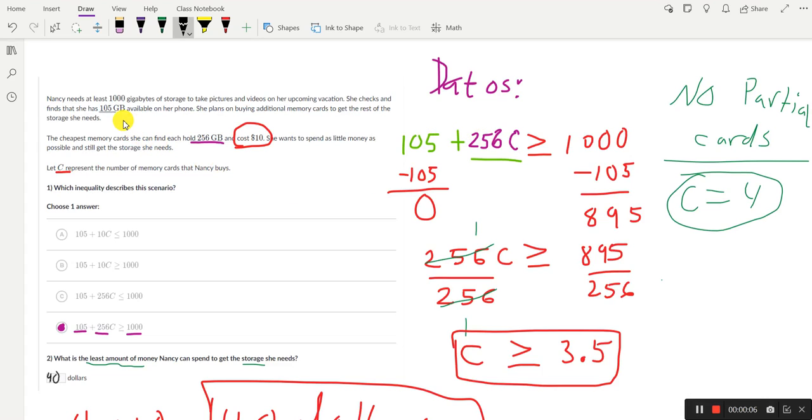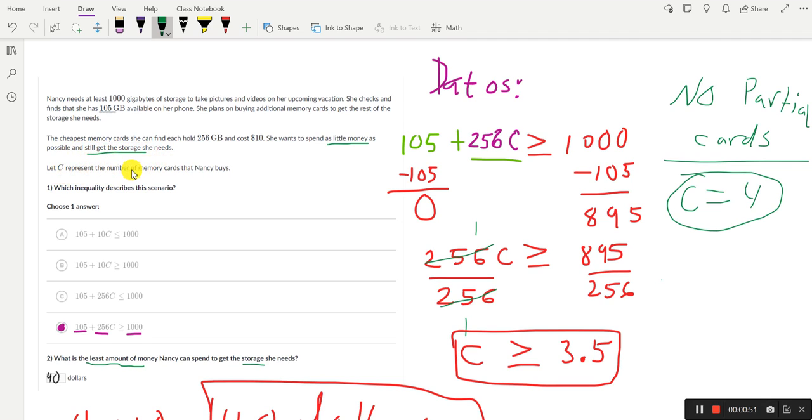Here we have Nancy needs at least 1,000 gigabytes of storage to take pictures and videos on her upcoming vacation. She checks and finds that she has 105 gigabytes available on her phone. She plans on buying additional memory cards to get the rest of the storage she needs. The cheapest memory cards she can find each hold 256 gigabytes and cost $10. She wants to spend as little money as possible and still get the storage she needs.